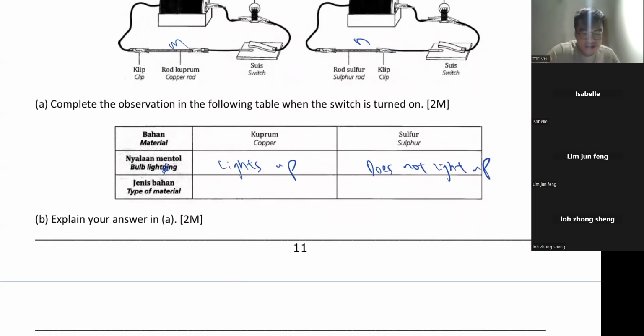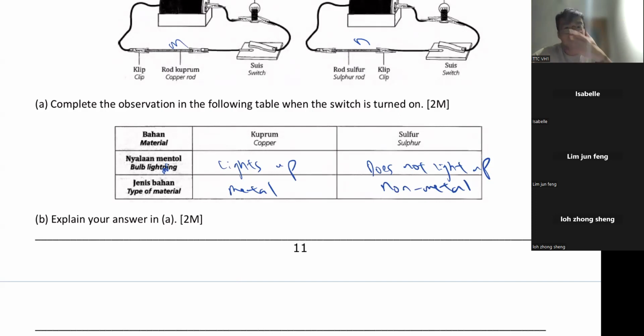Type of material, like I said just now, copper is a metal, sulfur is a non-metal. Copper is a really good electricity conductor. Do you know that? Copper can conduct electricity really well. Okay, and it's lightweight too. That's why we use it for wires. Is there anything better than copper? Yes, silver. Silver can actually conduct electricity better than copper in a way, but we don't use it because silver, number one, is really expensive, and number two, is really heavy.